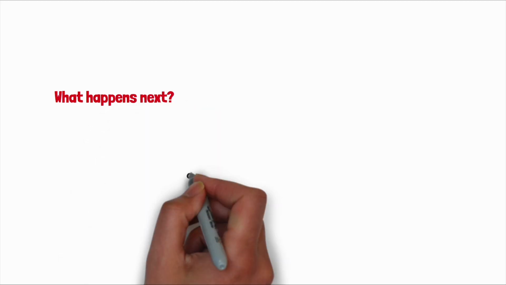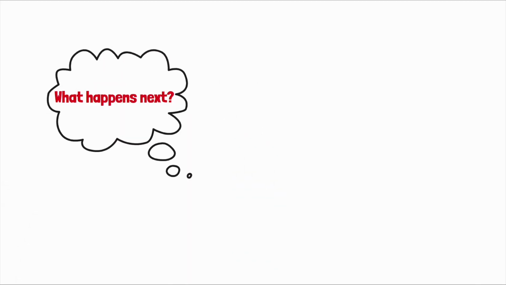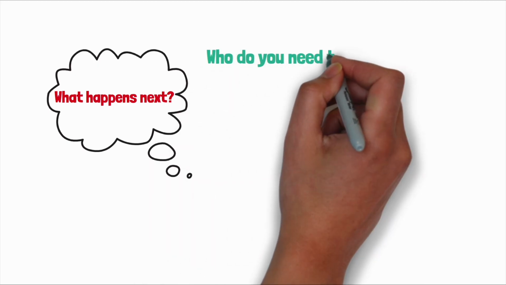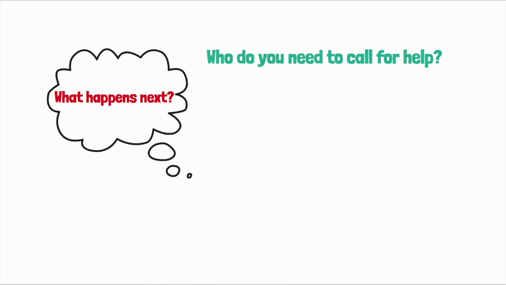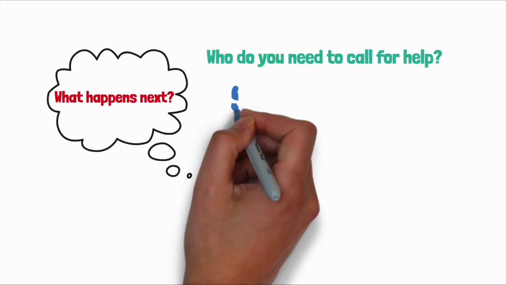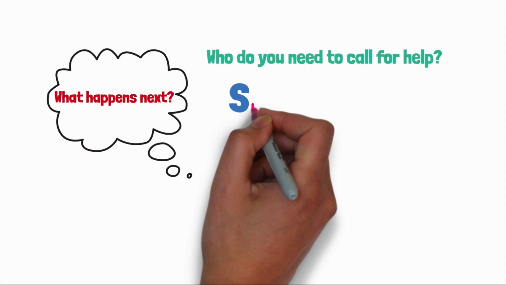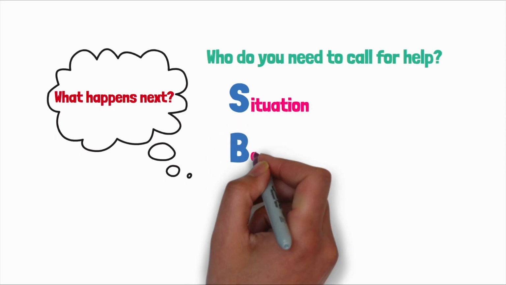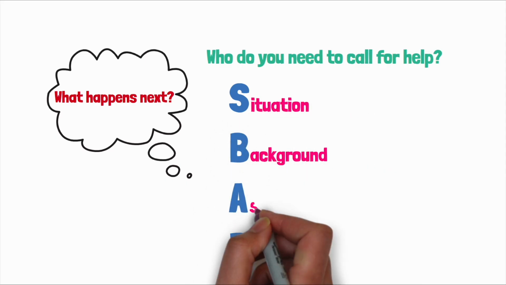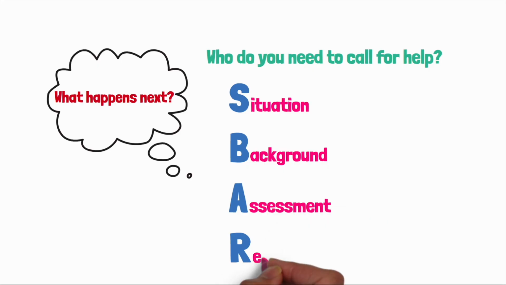So now you've completed your ABCDE assessment. And you may be thinking, so what happens next? Perhaps you need to call for senior support or a specialty. When handing over a patient, make sure to use a tool, such as SBAR. SBAR focuses on handing over the situation, followed by the patient's background, your assessment, and your recommendations for the patient's onward care.